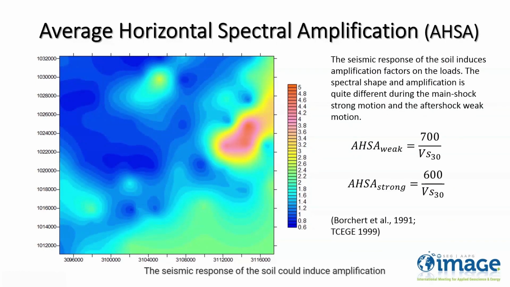The seismic response of the soil could induce amplification factors on the loads, and therefore subsurface soil layers play an important role in ground shaking damages. This amplification is widely used for seismic microzonation studies. Average horizontal spectral amplification is defined as the ratio of the average horizontal spectral values of the rock to the surface in the period range of 0.4 to 2 seconds.